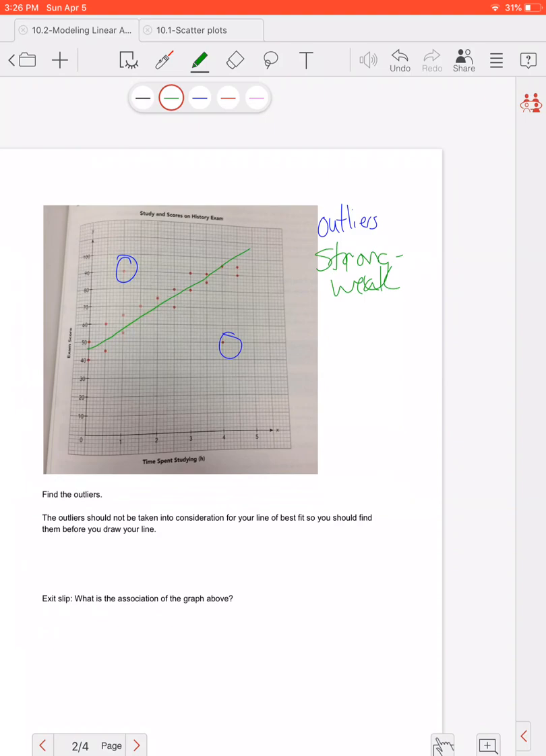So we found the outliers. The outliers should not be taken into consideration when we're finding our line of best fit, so I would just ignore these when you're doing your line of best fit. This one is nice because there's one at the top and one at the bottom, but if there's only one outlier, don't worry about it in your line of best fit. So what is the association of the above graph? We already talked about that. Probably strong, maybe a little weak too, somewhere probably in the middle of those two.